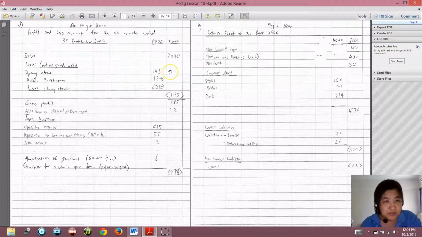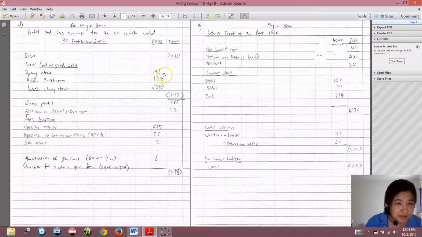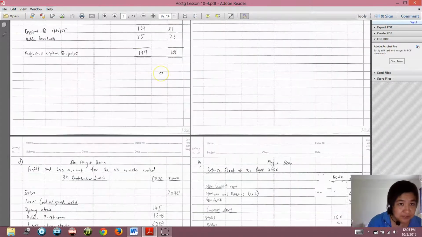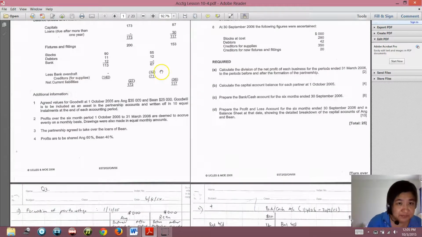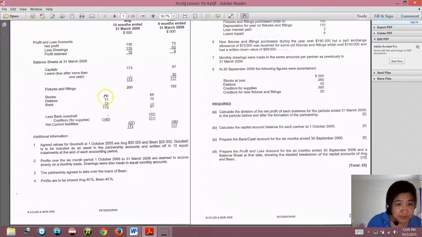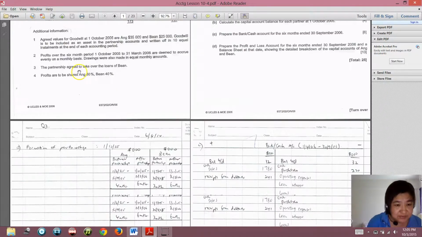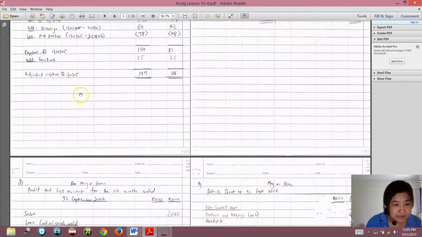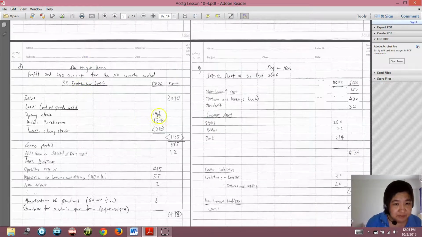So opening stock, that means the stock at the beginning of the 6 months period. You will add 90,000 plus 55,000, which is this one plus this one, because this is the stock at the beginning of the period. The beginning of the 6 months period will be 1st March 2006. So that will give you 145.